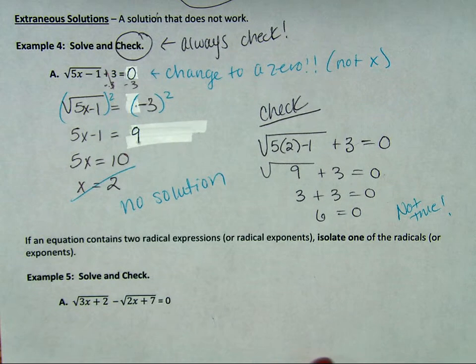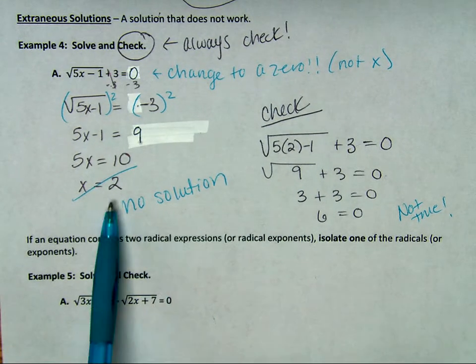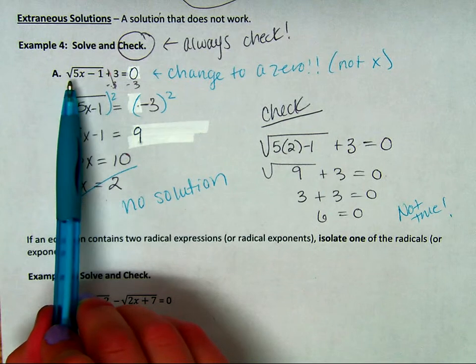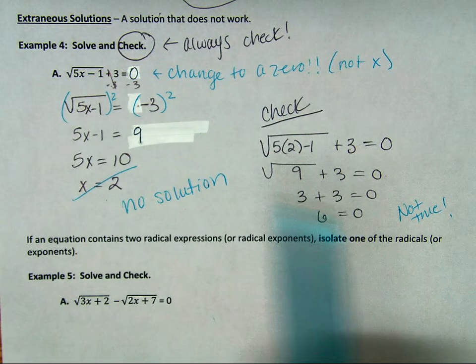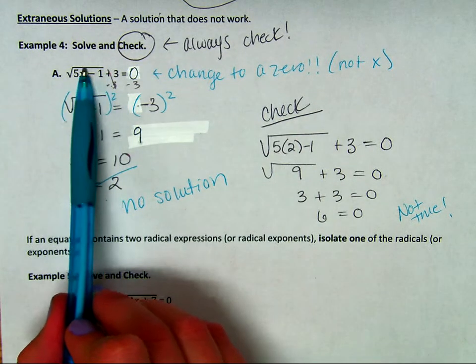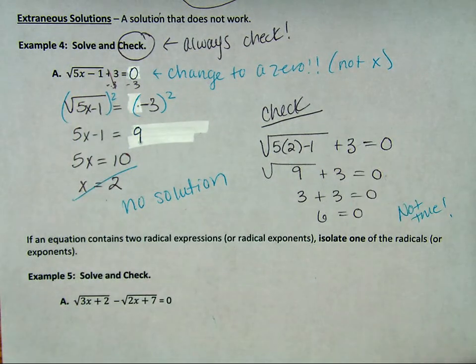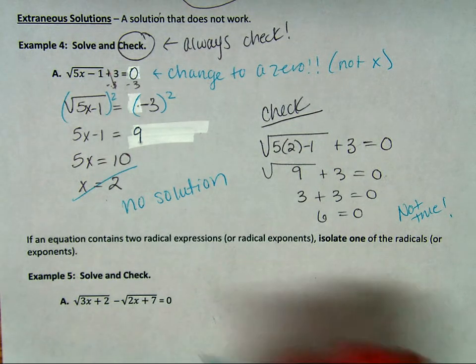Another thing you need to look out for is if, when you get your solution, you plug that back into the original equation and you end up with a negative number under a square root sign, that's also going to result in no solution, because you can't have a negative number under a square root sign. No number squared is going to give you a negative number.